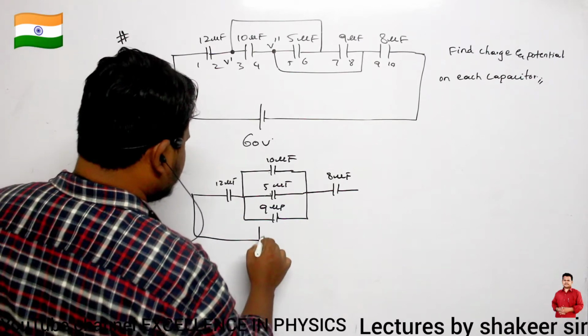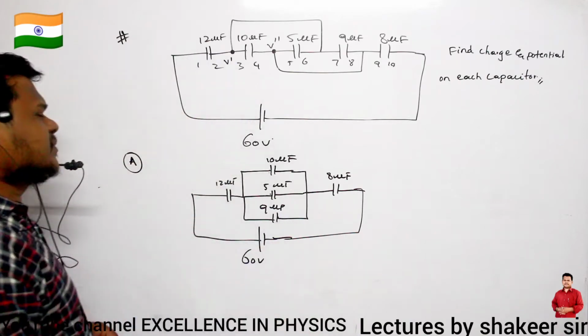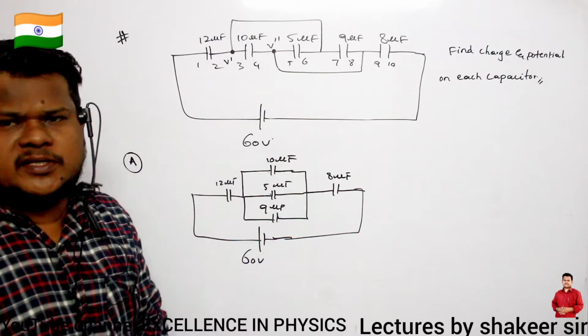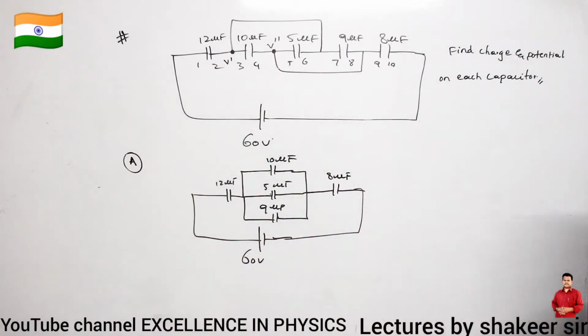And all this combination is connected to a battery of 60 volts. So we are supposed to find out the charge and potential present on each capacitor. So how can I proceed in this problem?